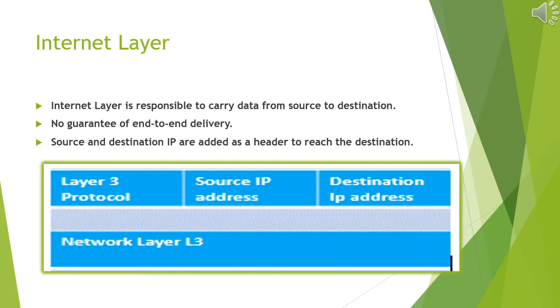The internet layer helps to carry data from source to destination. For that purpose, we use IP, or Internet Protocol. IP is a connectionless datagram protocol that is used for internetworking. Since this is connectionless, there is no guarantee of end-to-end delivery, and it is not reliable. The transport layer protocol TCP is responsible for reliable service. Source and destination IP are added as a header to reach the destination.